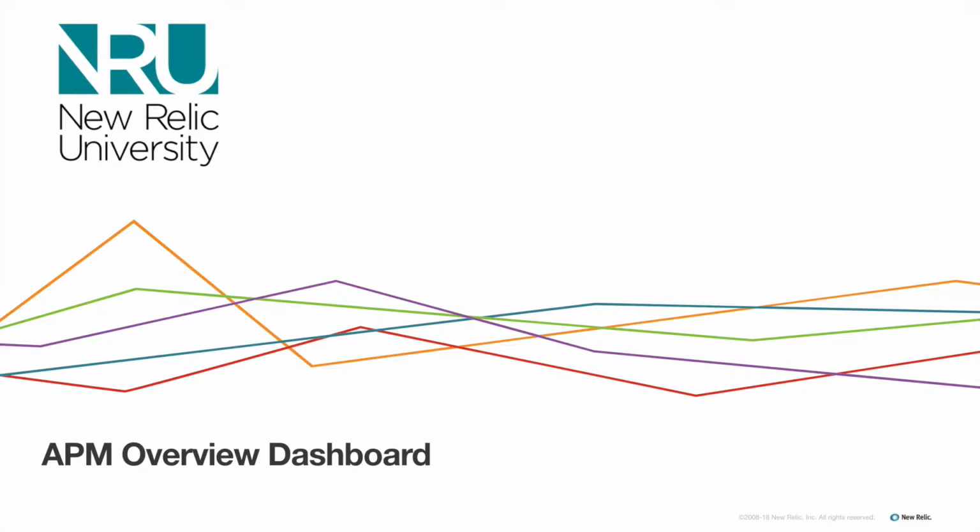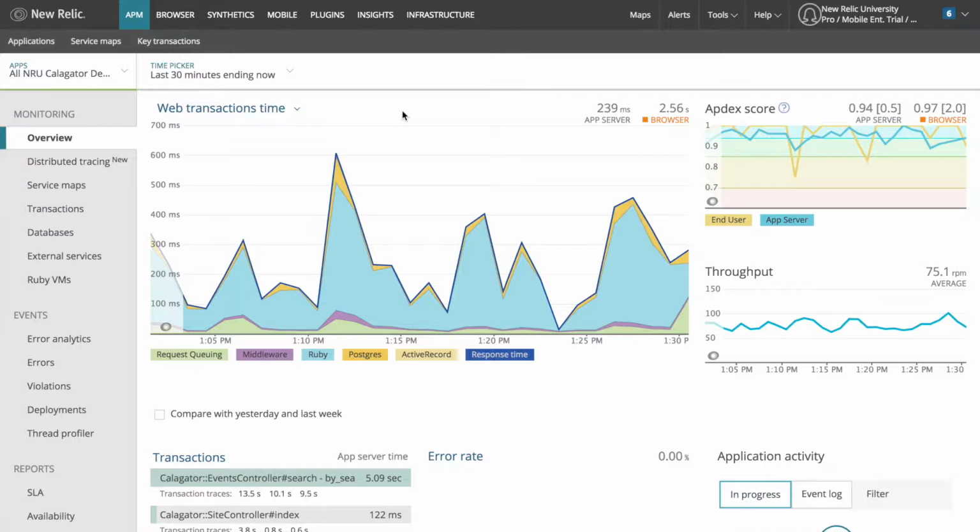Now that you've installed the APM agent and have some data reporting, you can start improving your application's performance right now using the Overview dashboard. I'm going to walk you through some great features and tools in the UI that you can use to analyze your data and improve your app's performance.